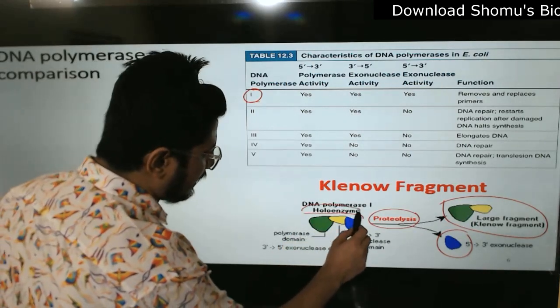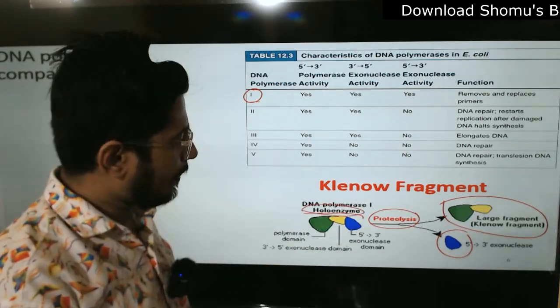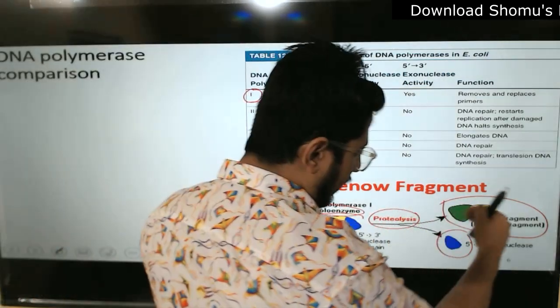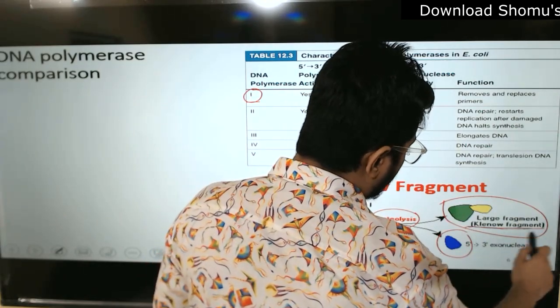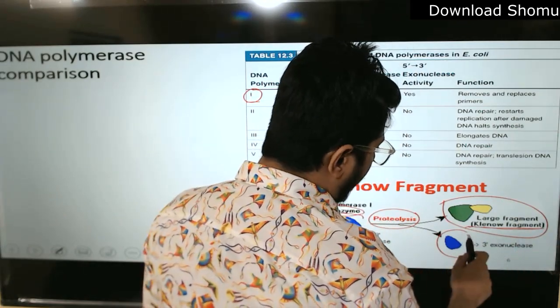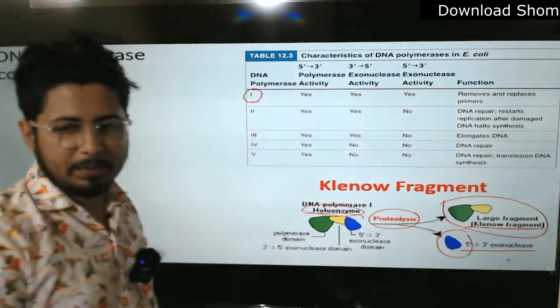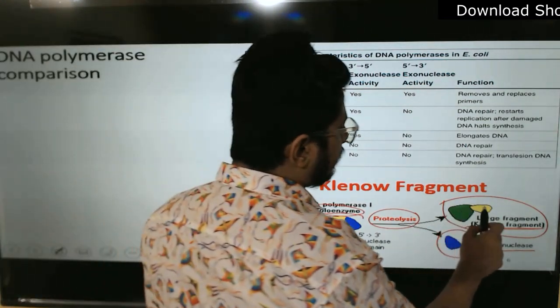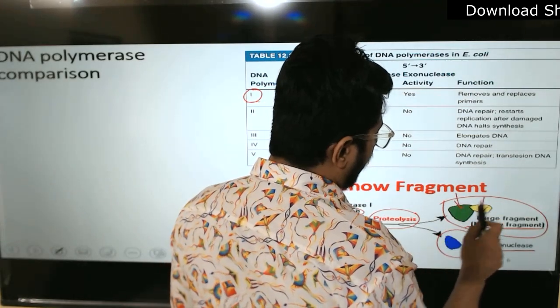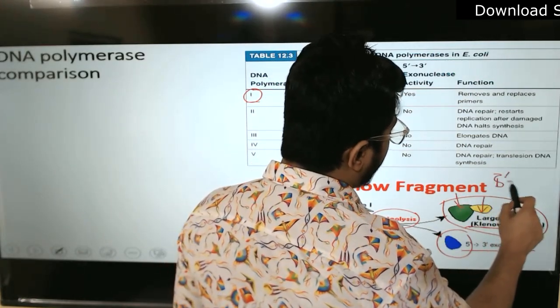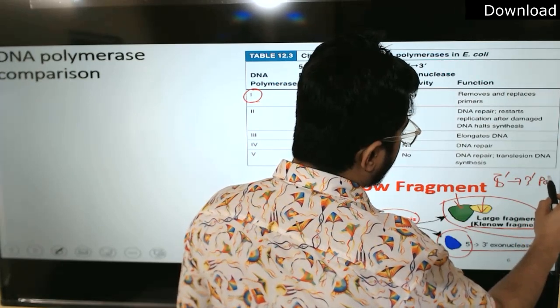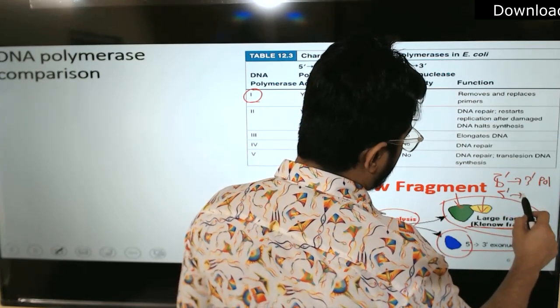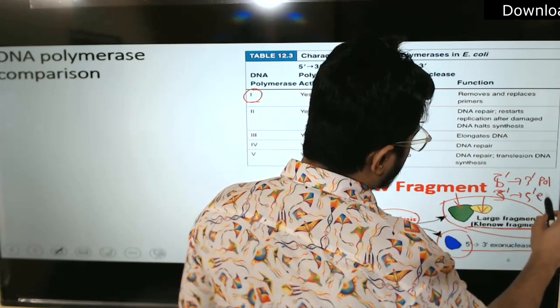Holo means when the enzyme is filled with multiple subunits. So they separate into two fragments, one large, one small. The large fragment is known as the Klenow fragment, and the small fragment has 5' to 3' exonuclease activity. Now this Klenow fragment contains two domains, here you can see green and yellow. One has the 5' to 3' polymerization activity, and the other has 3' to 5' exonuclease activity.